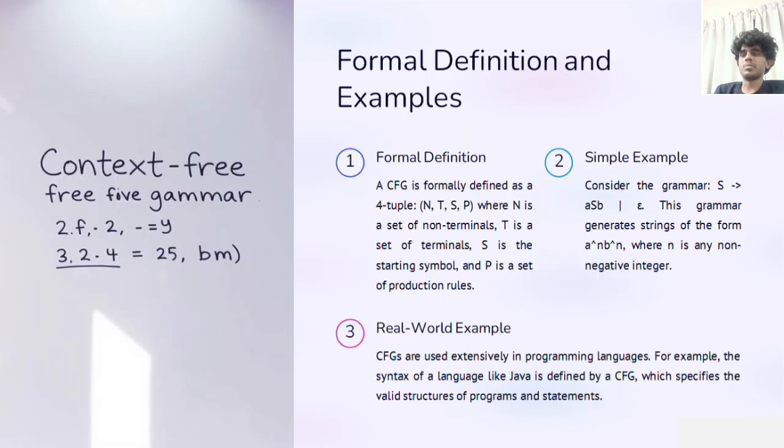Formal definition and examples. Formal definition: a CFG is formally defined as a four-tuple (N, T, S, P), where N is a set of non-terminals, T is a set of terminals, S is a starting symbol, and P is a set of production rules. Simple example: consider the grammar S → aSb | ε. This grammar generates strings of the form a^n b^n, where n is any non-negative integer.